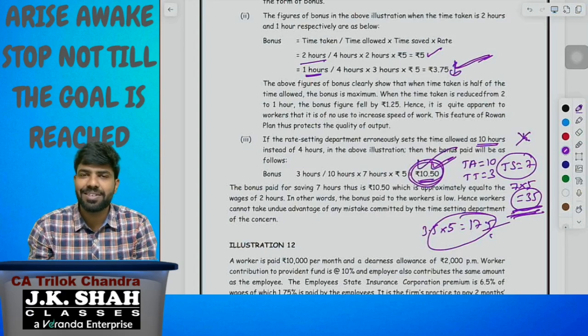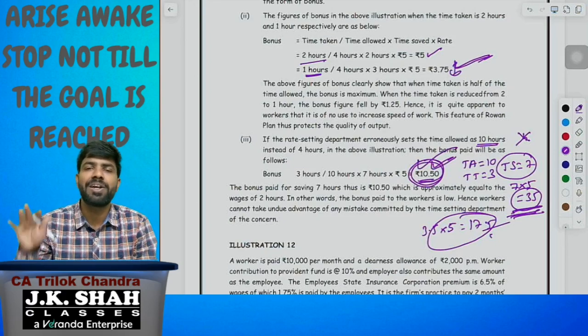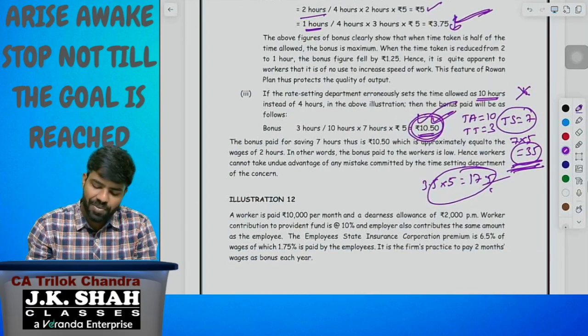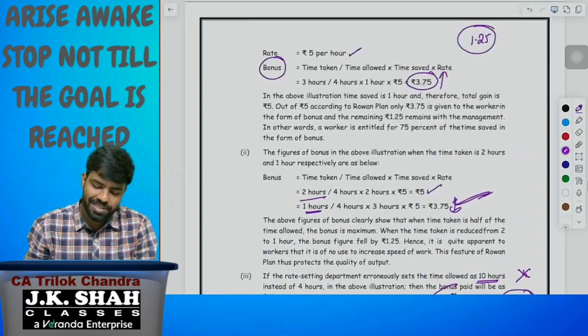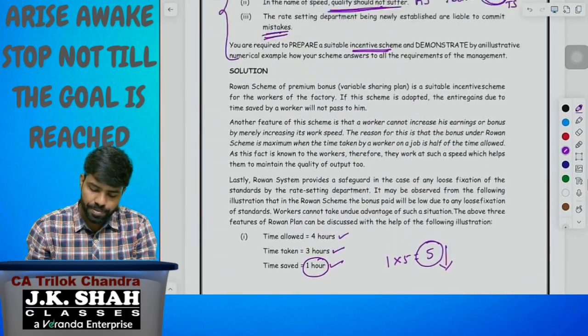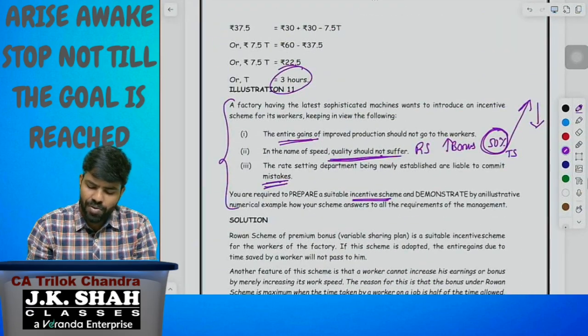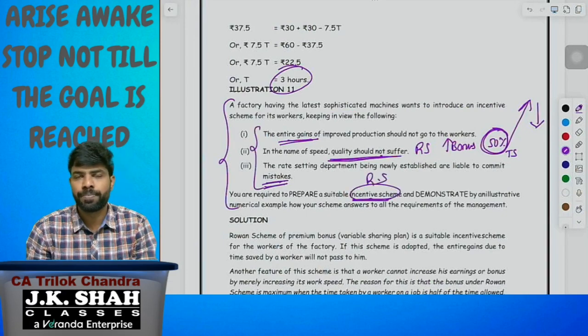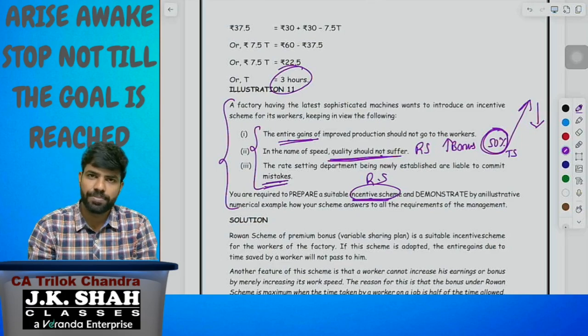For all the three conditions, the Rowan scheme is better compared to the Halsey scheme. We are going to advise the company to follow the Rowan scheme. Look at here. So that is what they are asking. You are required to prepare a suitable incentive scheme. The suitable incentive scheme to satisfy the three conditions is the Rowan scheme. That is the answer for this question.